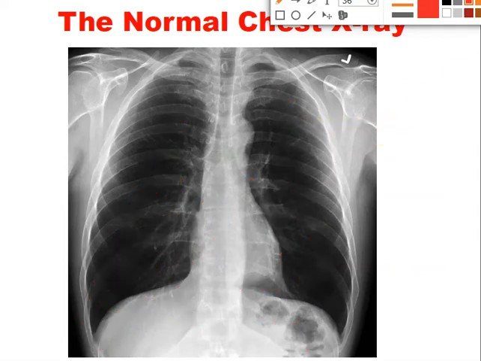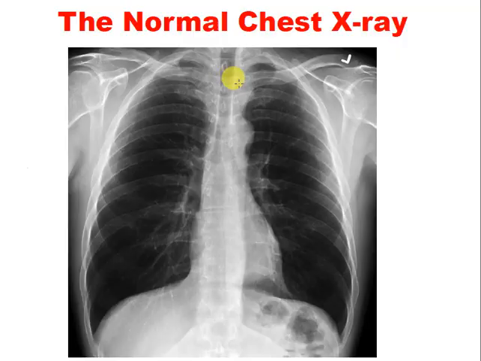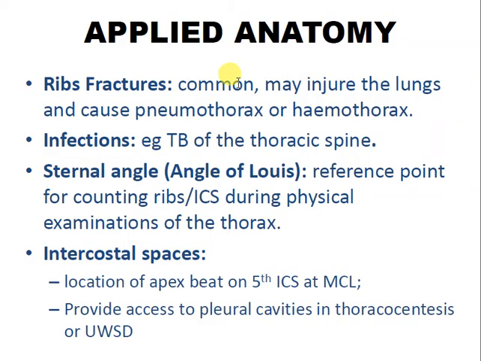So in applied anatomy, which is the last part to discuss today, you have rib fracture. In many injuries and traumas, we have rib fracture, which can cause pneumothorax or hemothorax. Pneumothorax or hemothorax.